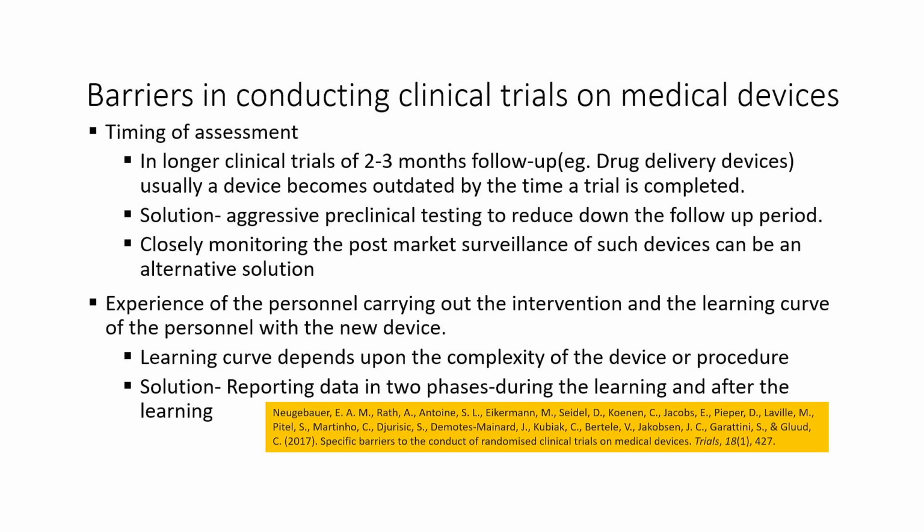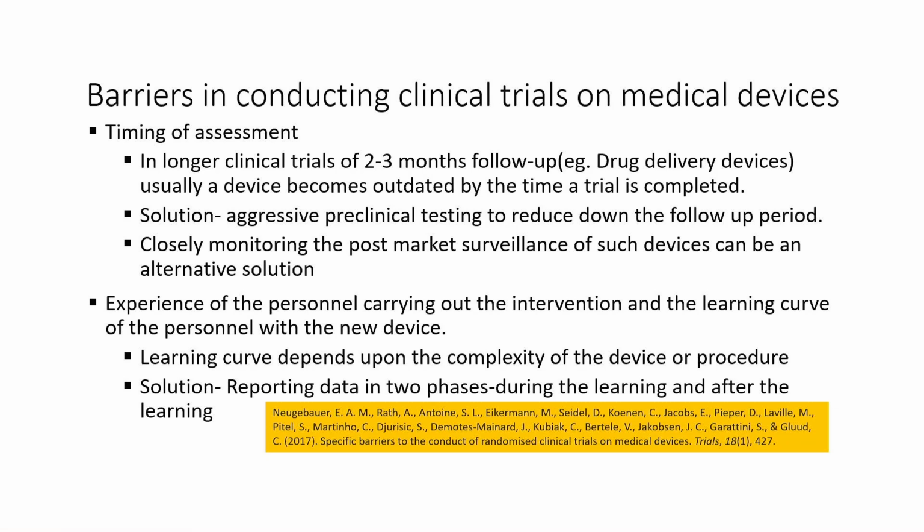So what are the broad barriers in conducting clinical trials on medical devices or constructs or biomaterials? Timing of assessment. In longer clinical trials of 2 to 3 months follow up, typically with the drug delivery devices, which are, by the way, also interacting with the tissues. So there is a lot of innovation in the drug delivery systems, which has interactions with soft tissues. Usually a device becomes outdated by the time a trial is completed. So many new technologies are coming in. By the time you have completed a trial in years, new technologies have come in, right?